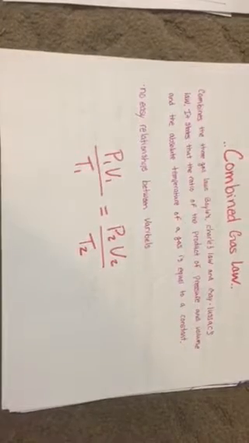Combined gas law is next. This gas law combines the three gas laws: Boyle's, Charles', and Gay-Lussac's. It states that the ratio of the product of pressure and volume and the absolute temperature of a gas is equal to a constant. For this one, there are no easy relationships between the variables. The equation is P1 times V1 over T1 equals P2 times V2 over T2.